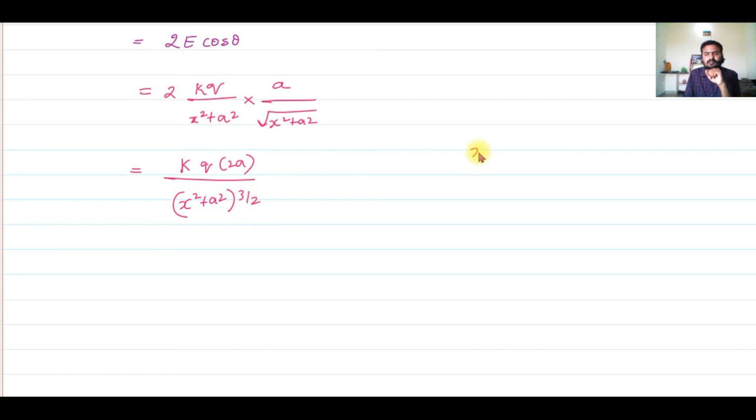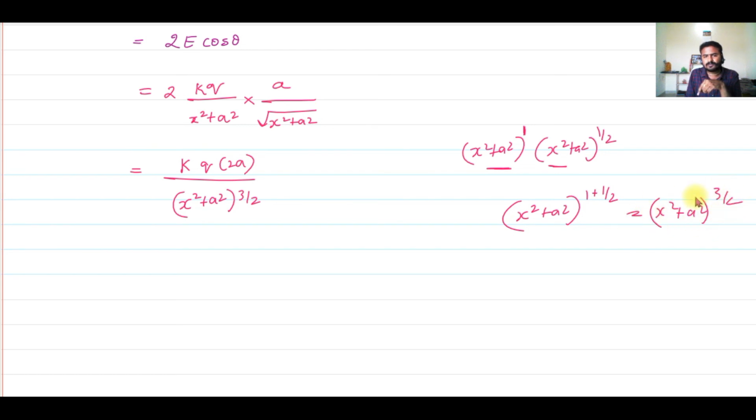Can I write like that? Because it is x square plus a square multiplied by x square plus a square to the power of 1 by 2. So when the bases are same, you will add the powers. Here there is nothing, means there is 1, right? So this will be x square plus a square to the power of 1 plus 1 by 2, which is going to be x square plus a square whole power 3 by 2, and that's what I've written here.